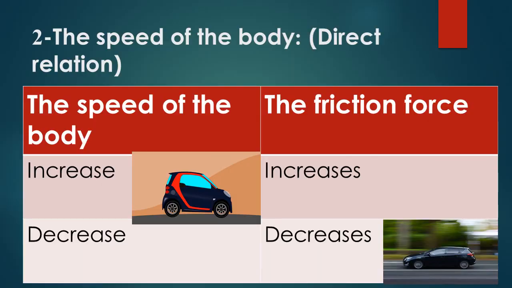The second factor is the speed of the body. If the speed of the body increases, the friction force increases. And if the speed of the body decreases, the friction force decreases. For example, if I have a car and this car moves at high speed, then its friction force will increase. And if the car moves at low speed, then its friction force decreases.